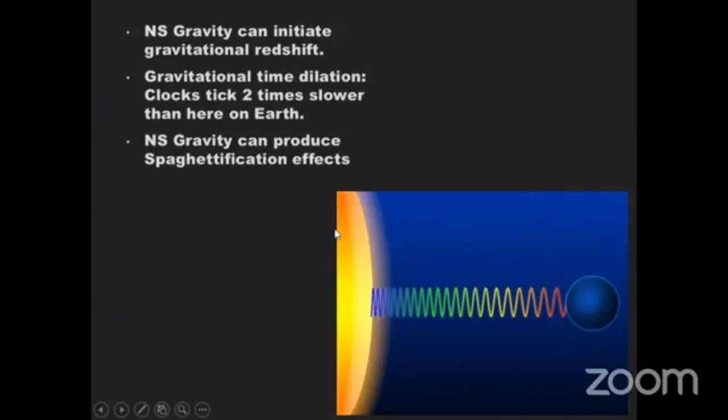So now clocks tick slower in neutron stars because of the huge gravitational influence. We call that time dilation, gravitational time dilation. So on the neutron star, time ticks 2 times slower than on Earth. So just like if you are falling into a stellar mass black hole, falling towards a neutron star, you also spaghettify. You'll be turned into spaghetti. So that's just the same effect because of the huge gravity of this.